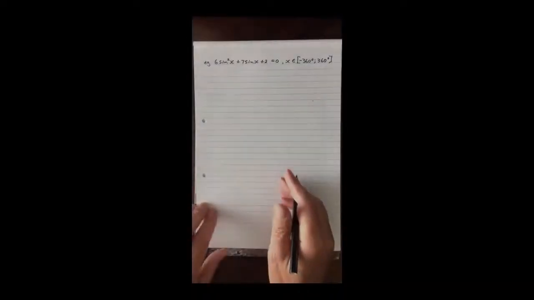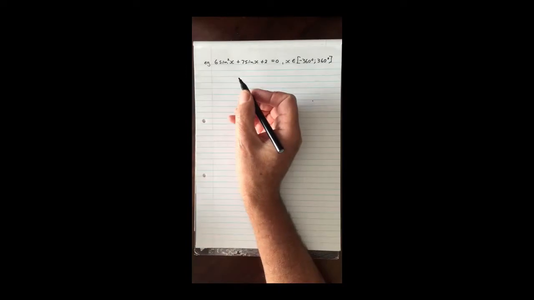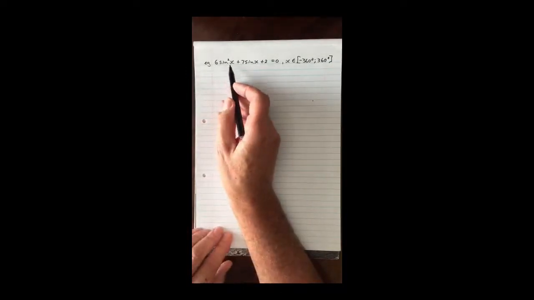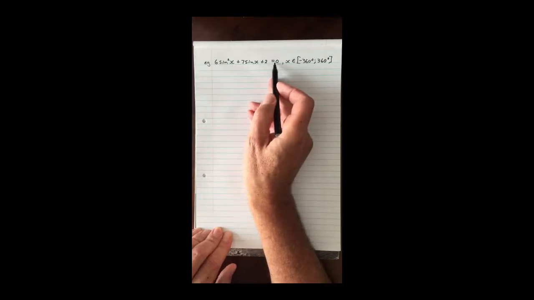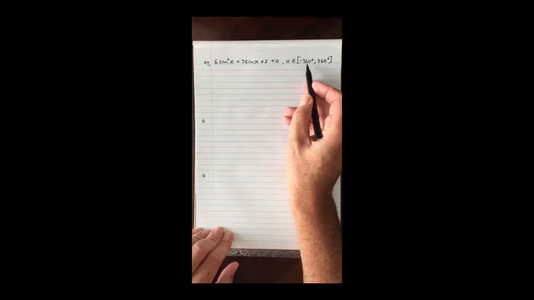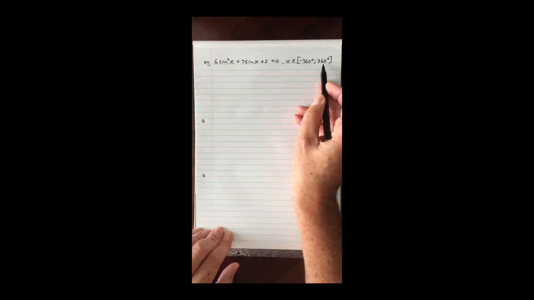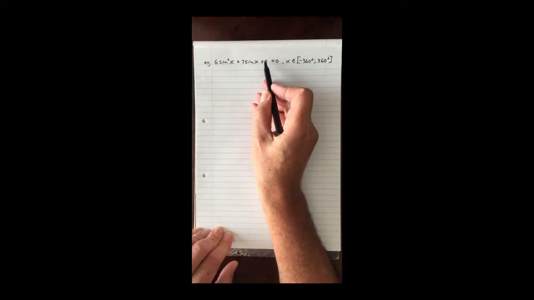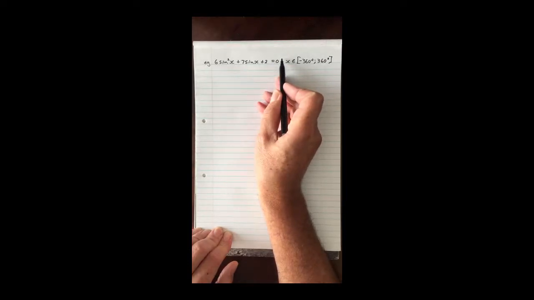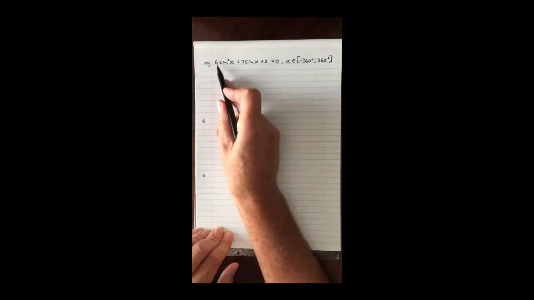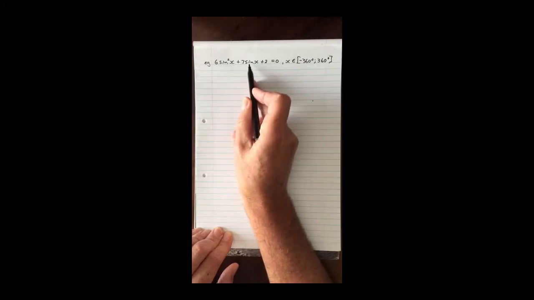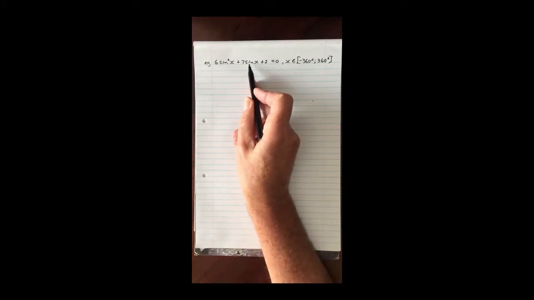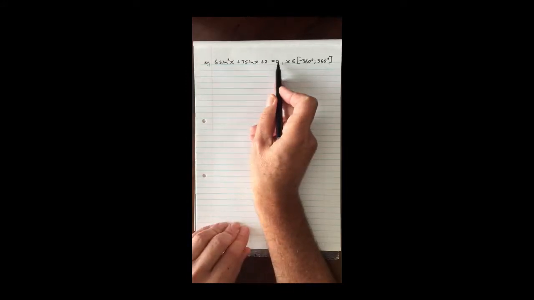Right, let's see how we deal with this problem now. What we have is 6 sine squared x plus 7 sine x plus 2 equals 0, and x must exist between minus 360 and 360 degrees. One tends to think, well, perhaps we must take the 2 over to that side, but then I'm left with a 6 sine squared and only a sine, and that's not going to work. We cannot factorize it so that we can have a 0 on the right hand side.